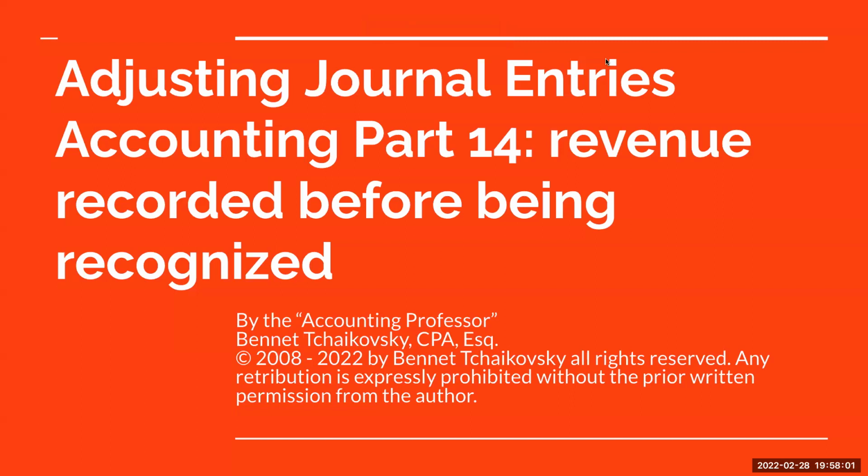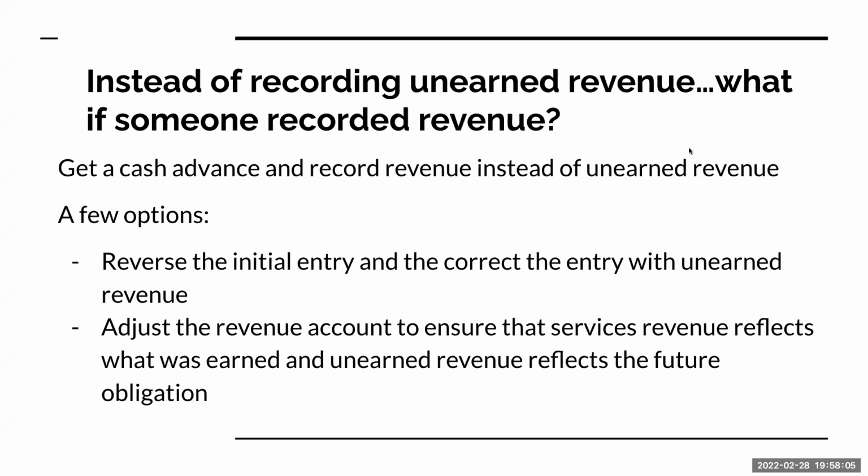This is revenue being recorded before it's recognized. So instead of recording unearned revenue, what if someone actually recorded revenue? And this can happen pretty frequently. We get a cash advance, and whoever it is records revenue instead of unearned revenue. And again, this happens a lot in bookkeeping.